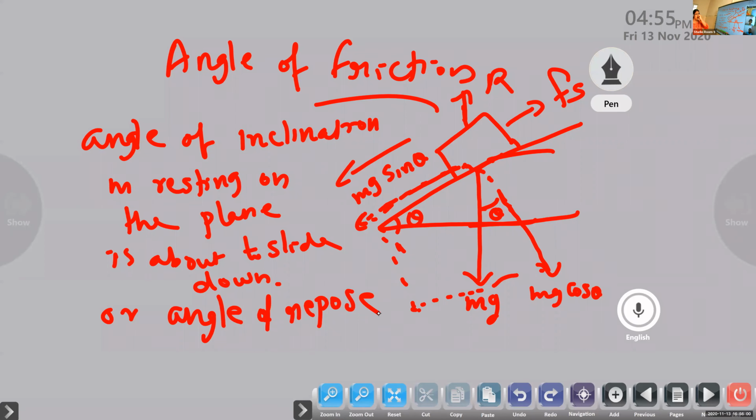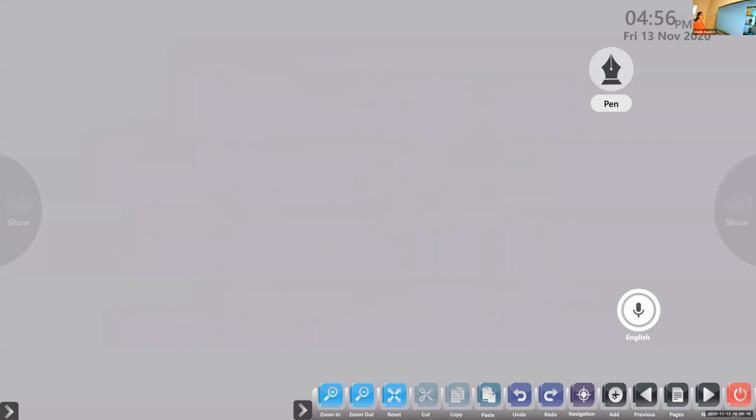Another word, angle of repose. The angle of repose means the angle formed due to the opposite force which is acting on an object which is moving. That is angle of repose. Thus, the forces acting on the body.